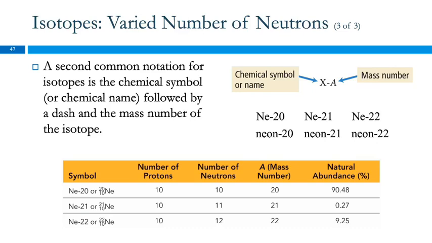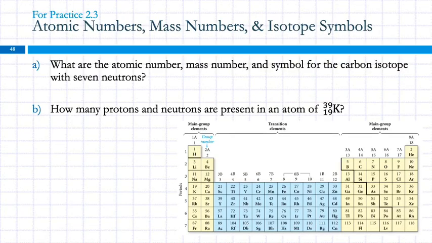Any questions? So we should be able to answer questions like this. What are the atomic number, mass number, and symbol for the carbon isotope with 7 neutrons? Let's start with the first one. What's the atomic number for any carbon isotopes? It is 6. So the atomic number is 6. That's Z.